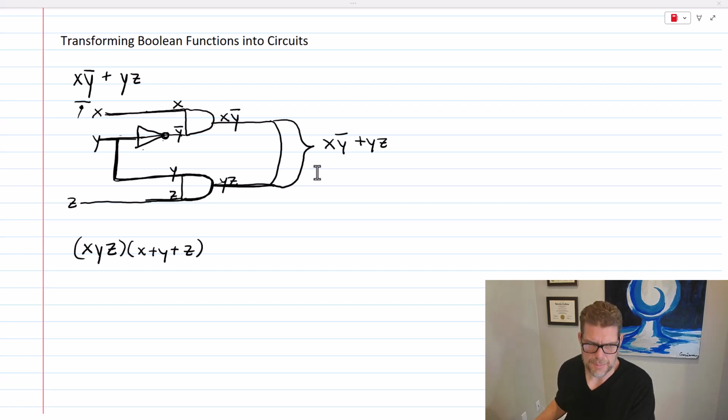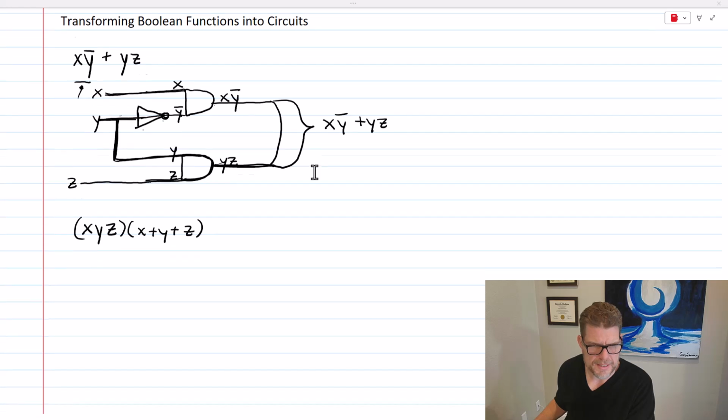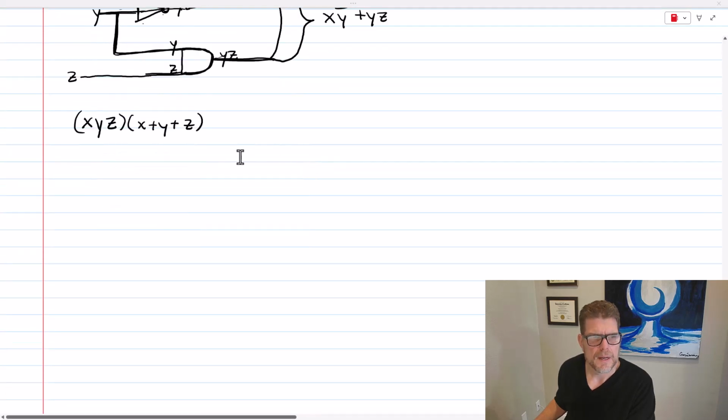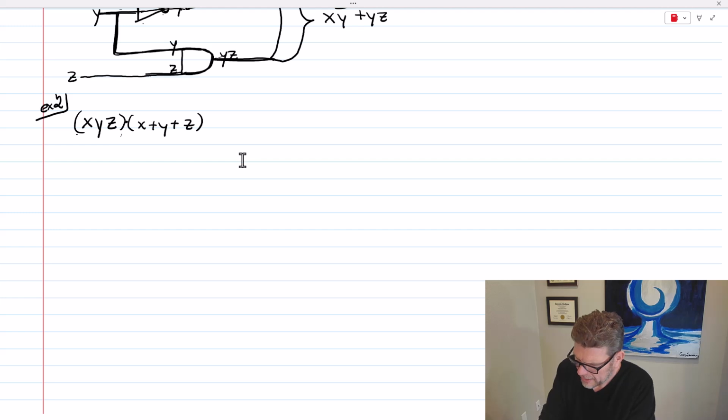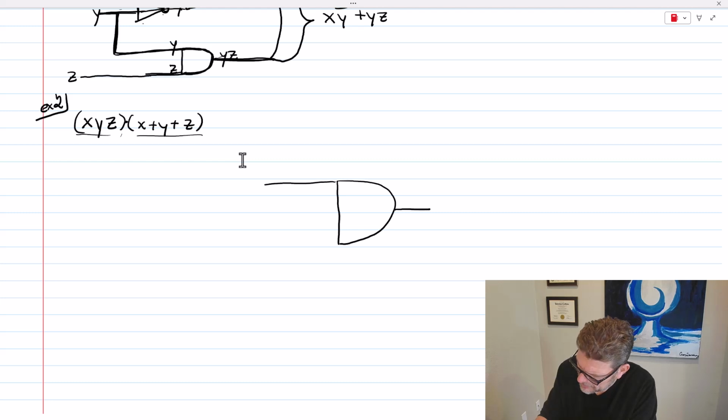Let's take a look at another example. Let's say we have x y z times x plus y plus z. Now my last gate here, for example number 2, is going to be an AND gate, because we've got a multiplication. We've got essentially two terms, x y z and x plus y plus z, and we're going to be multiplying the two of them together. So at the end of my circuit, I'm going to draw that AND gate. Then I think about, okay, how do I get x y z, and how do I get x plus y plus z?